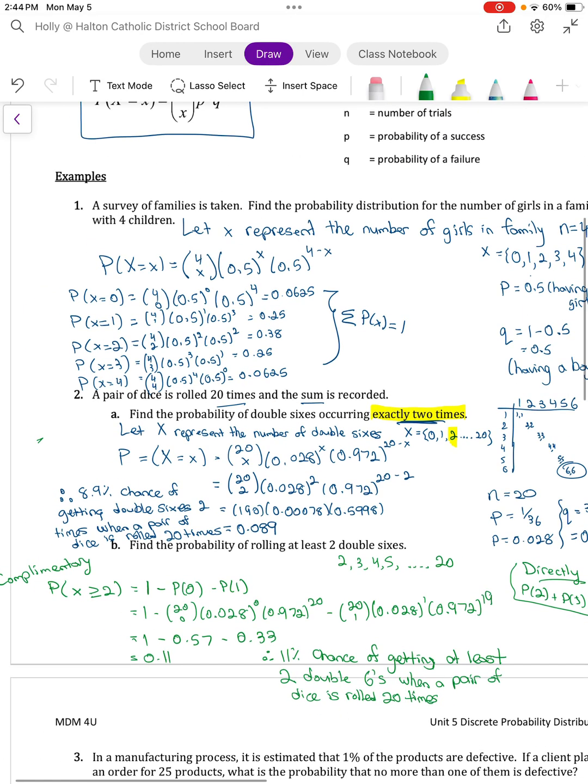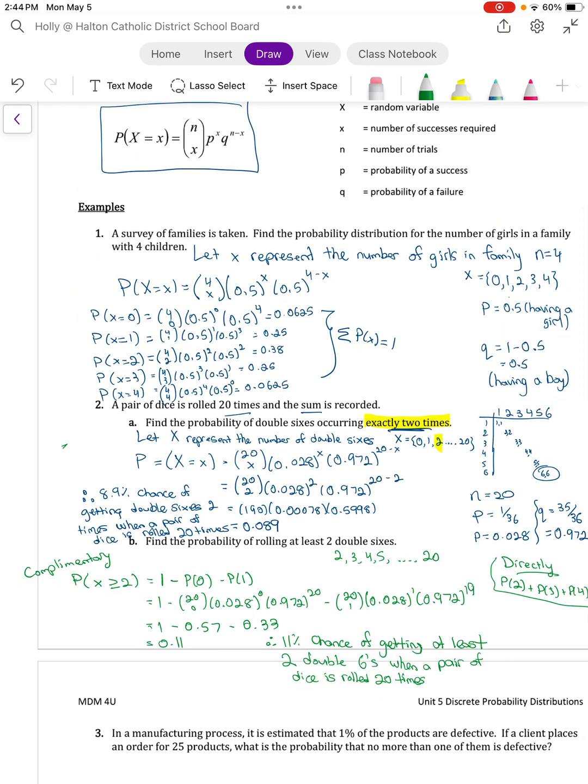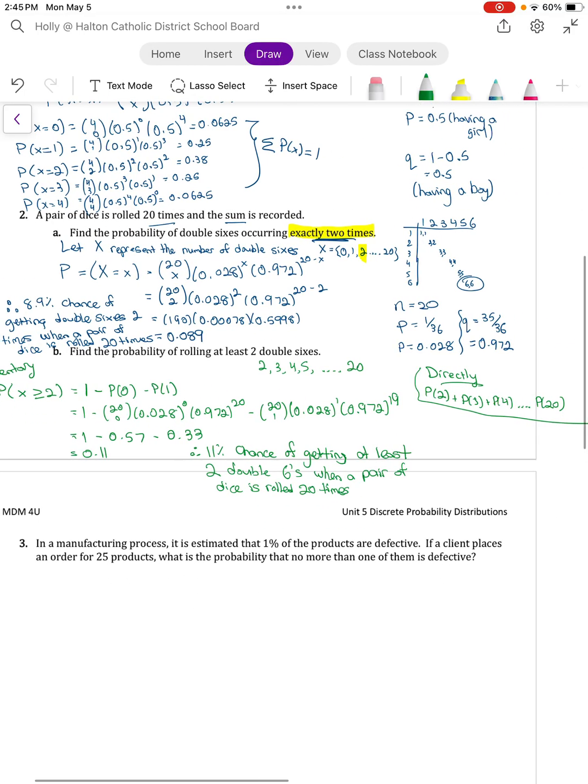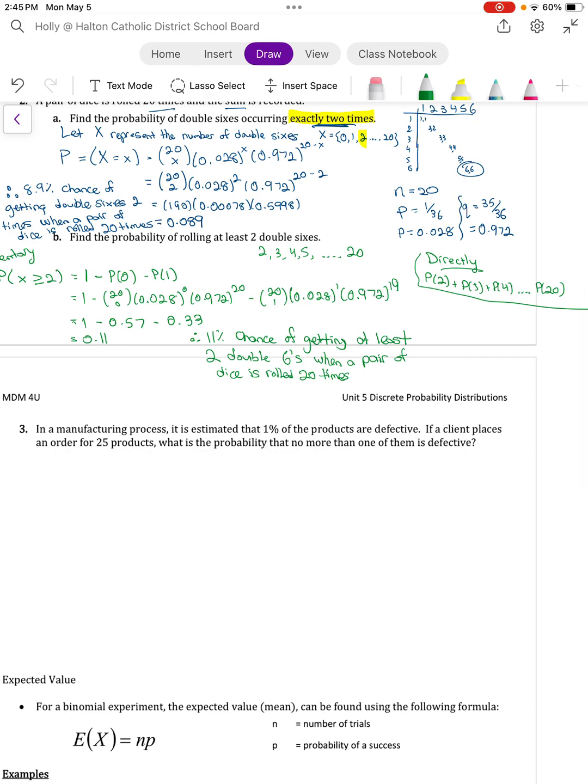Okay. So be aware of the complementary event because that will make your life easier. All right, onwards. In a manufacturing process, it is estimated that 1% of the products are defective. If a client places an order for 25 products, what is the probability that no more than one of them is defective? So no more than one of them is defective.